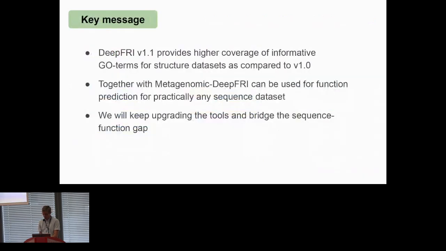And so to sum up, as we can see, DeepFRI 1.1 provides higher coverage. I mean, it provides not only more GO terms as compared to version 1, but also they are more informative. And when we extend it with metagenomic DeepFRI, we can utilize this structural information also on sequence datasets, and we are trying to upgrade these tools even more, and to annotate the unknown.